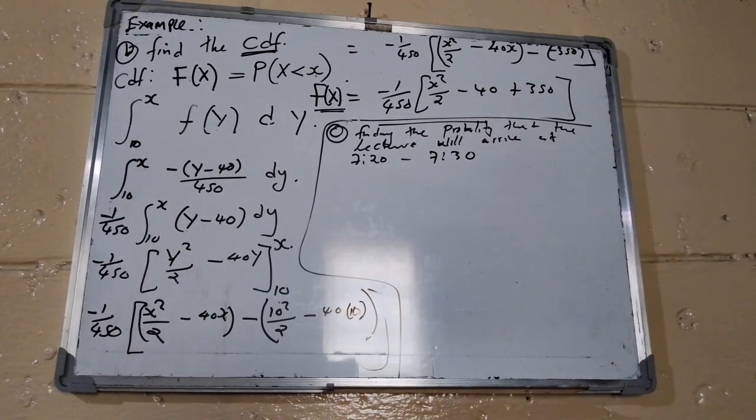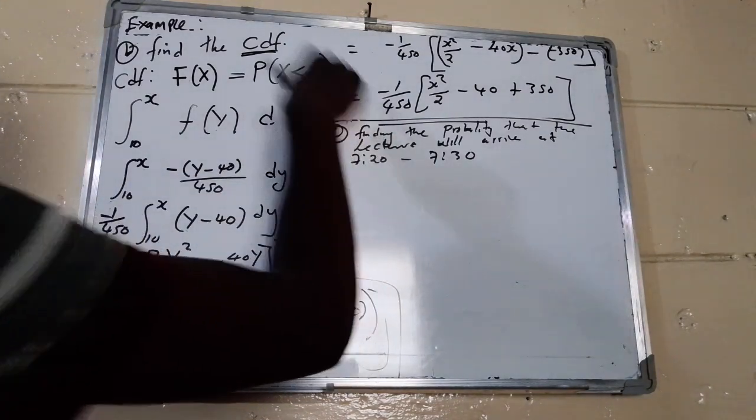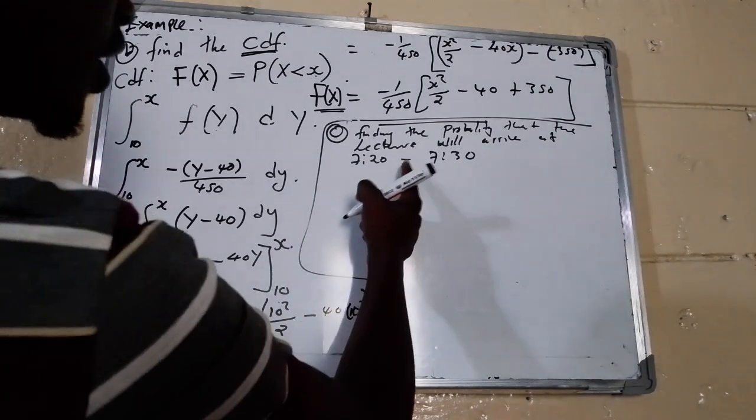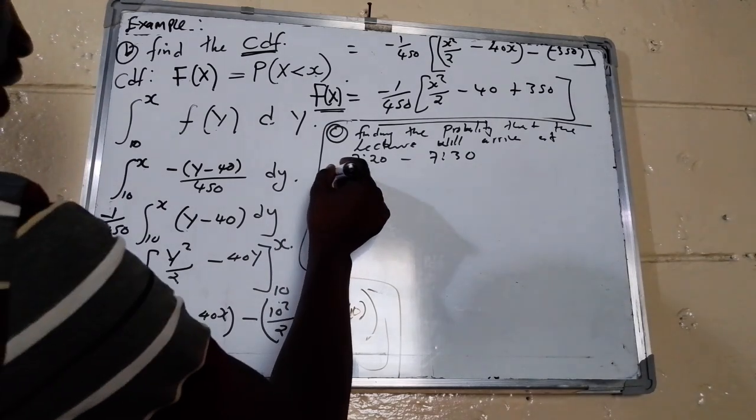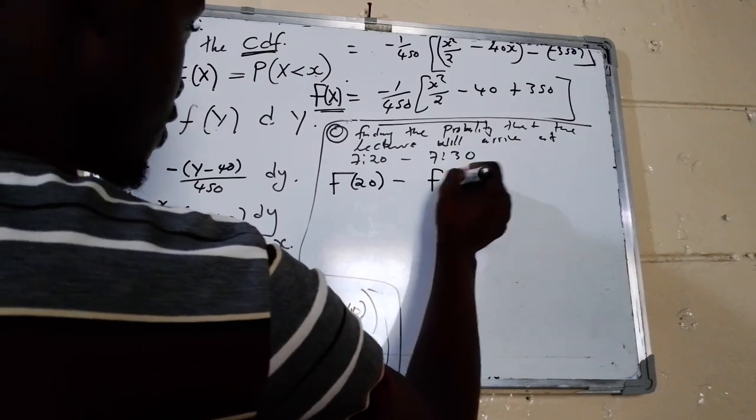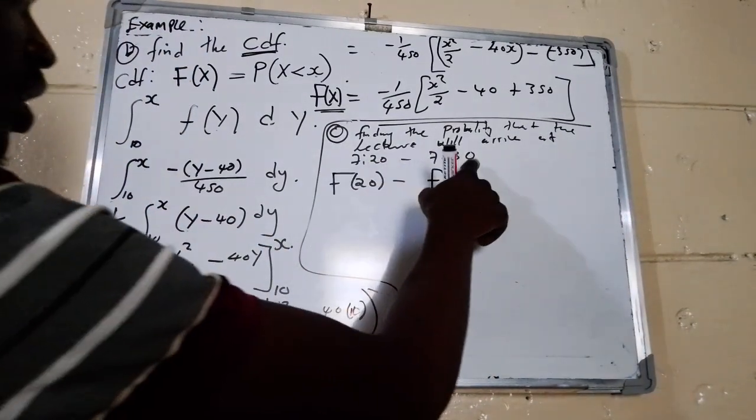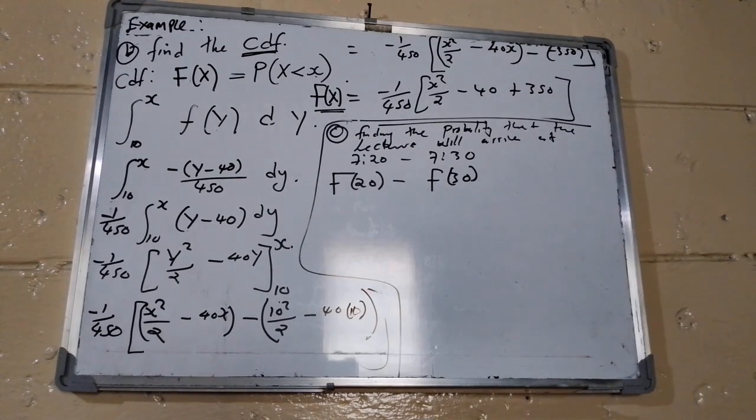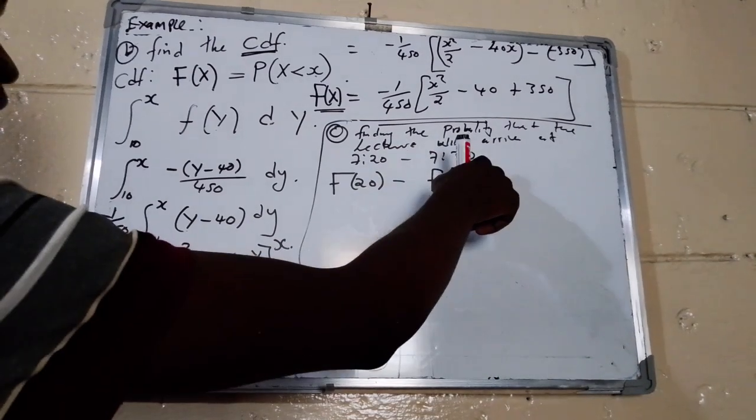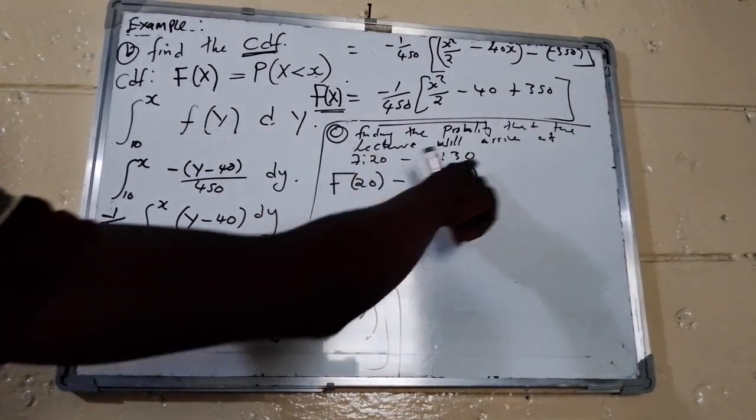So now, there are two ways of handling this one. You can use the CDF function or you can still use the PDF function. When you are using the CDF, finding the probability from 7:20 to 7:30 is basically capital F of 20 minus capital F of 30, because x is 20 to 30. So you are using the CDF which you found here to say the probability from 7:20 to 7:30 will be just x taking up 20 to 30.